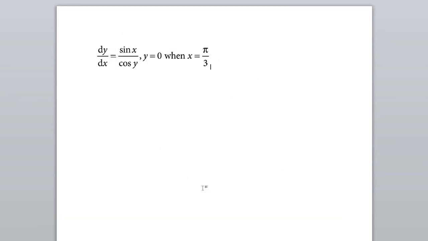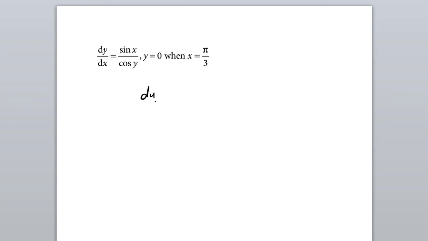Now, let's take a look at the third one that we have. In this one, we notice that something is different. We have dy/dx is equal to sine x over cosine y. And now for the first time we notice that we have something in terms of x and y. And we say we are going to separate these two variables.